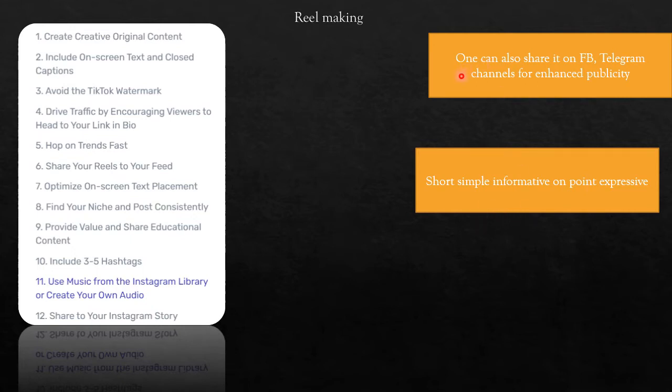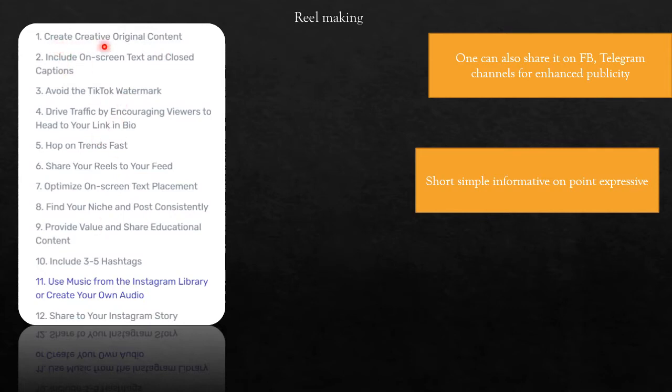And if it is a competition of increasing the number of views, likes, comments, etc., you can share it on other social media platforms associated with Instagram, like Facebook, Telegram, etc. On Telegram, there are a number of channels that provide free publicity, free likes, and comments. So this is a very good opportunity for you if you want to win the competition by increasing the number of likes and comments. These are a few tips.